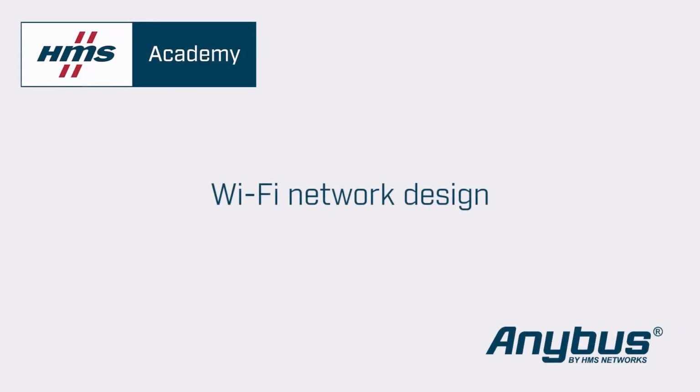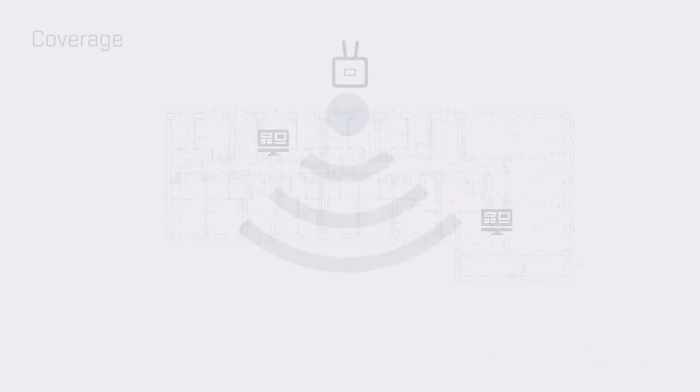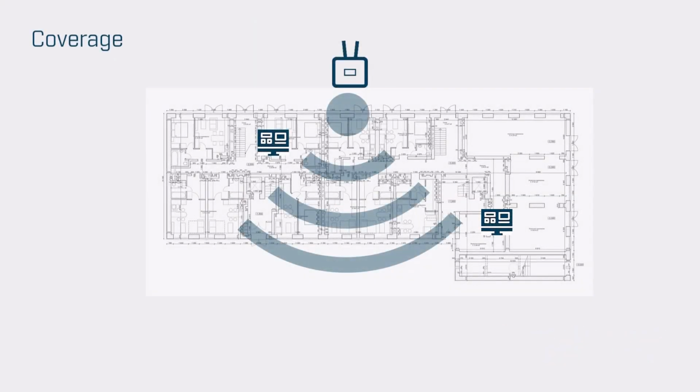In this video, we'll introduce some of the key points to consider when designing a Wi-Fi network. In the early days of wireless networking, Wi-Fi networks were often designed for extensive coverage, sometimes at the expense of capacity. The main reason for this was that there were fewer wireless devices in use.